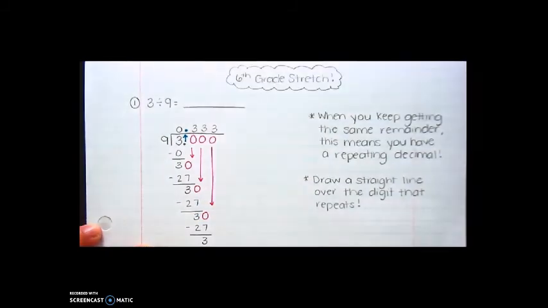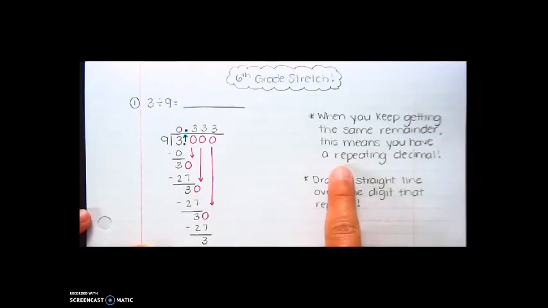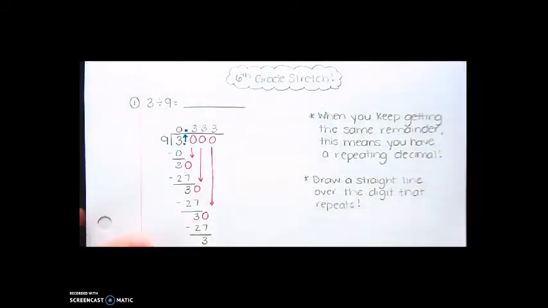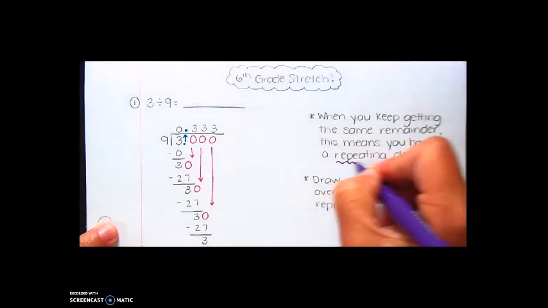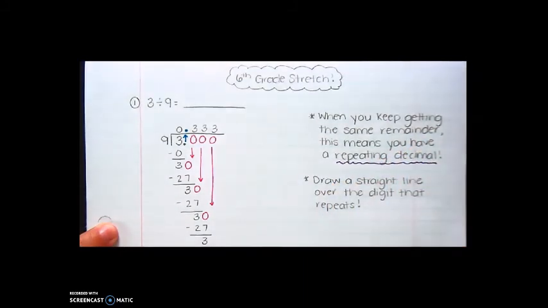Okay, now I could keep going on and on and on, but hopefully you've realized that no matter what happens, I'm always going to end up with this remainder of 3. When you keep getting the same remainder, it means you have something called a repeating decimal. That means that no matter what I do, that digit 3 is going to repeat over and over and over again.